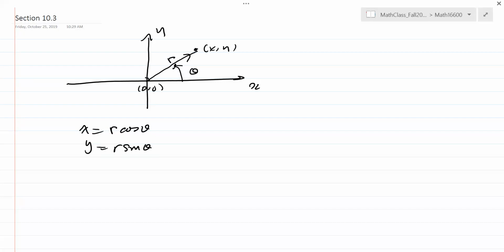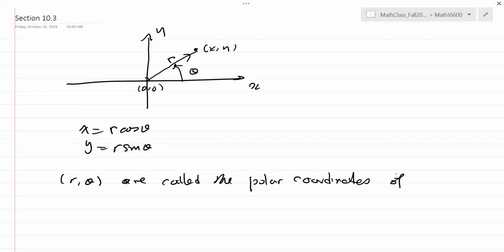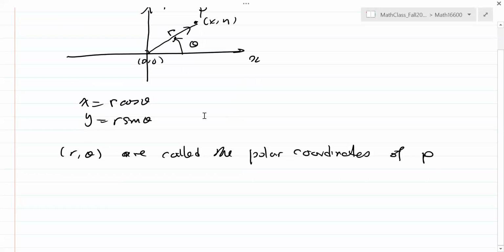So if you tell me the values R and theta, I can tell you x and y, then I can tell you where to locate the point. So R and theta are called the polar coordinates of this point. Let's call this point P. And x, y are called Cartesian coordinates, or xy coordinates, of the point. It's not exactly a one-to-one correspondence because you can locate this terminal side twice, so it's not going to be unique.